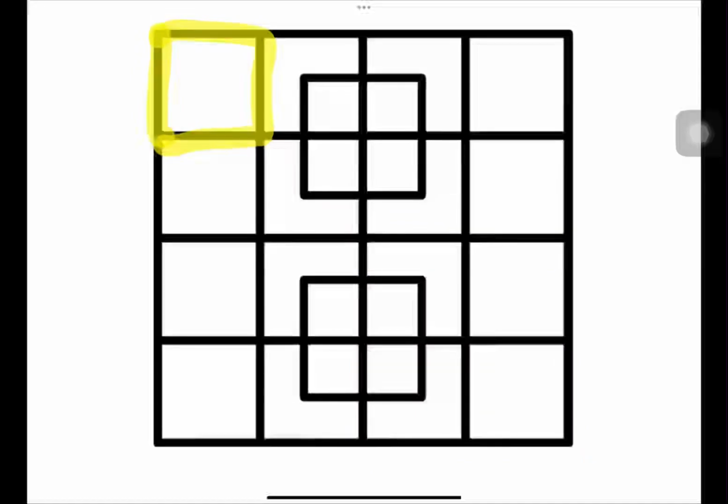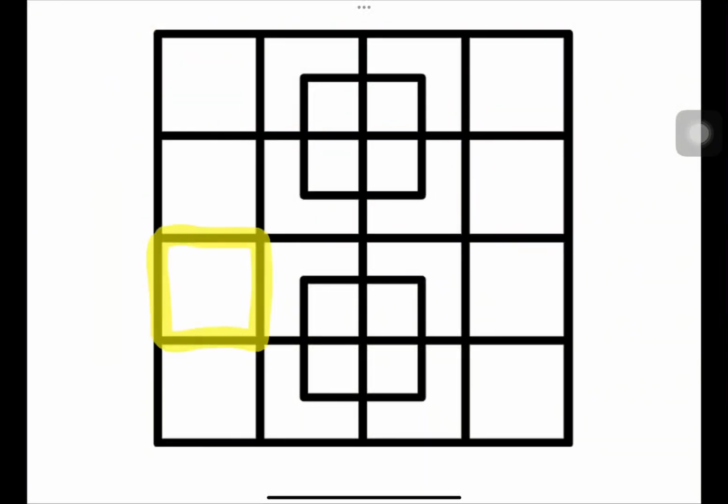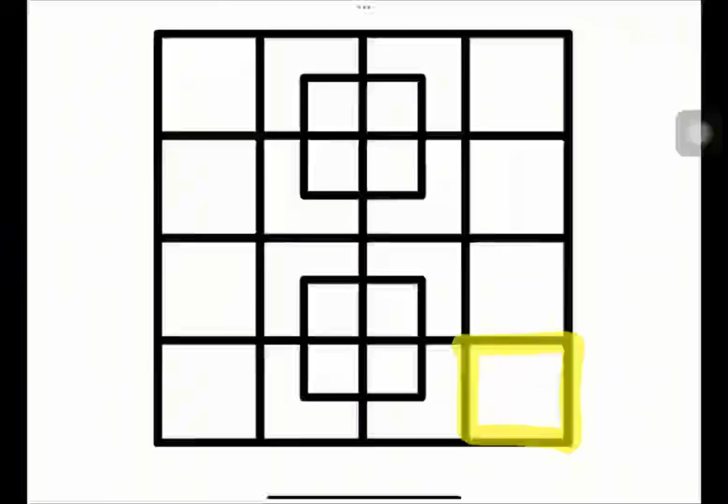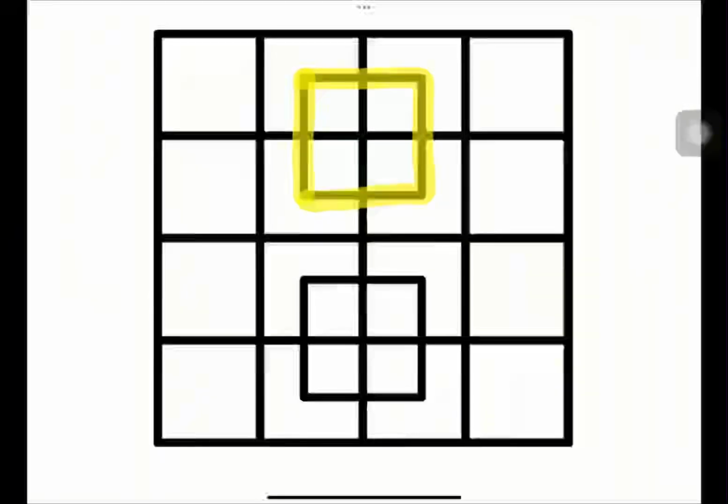Finally, we count the 1 by 1 squares. There are 4 different squares in a row and we're going to have 4 different rows. So there will be 4 times 4 which equals 16. The big square in the middle will be counted as 2 and the small squares are counted as 8.